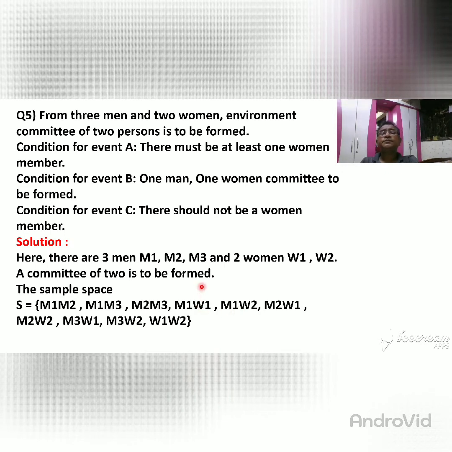Then here is M2. M2 pairs we are making with W1. So M2, W1. Then M2, W2. Is that clear? Then M3, W1, then M3, W2, then W1, W2. We write the sample space here, and the number of S is equal to 10.